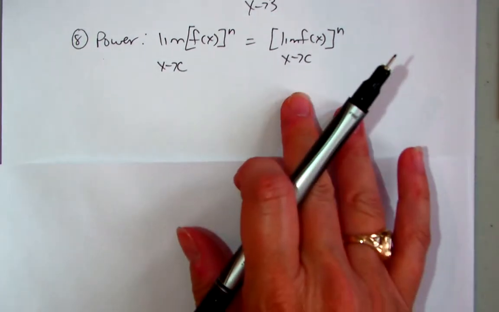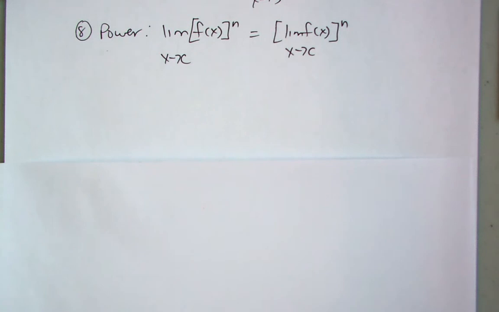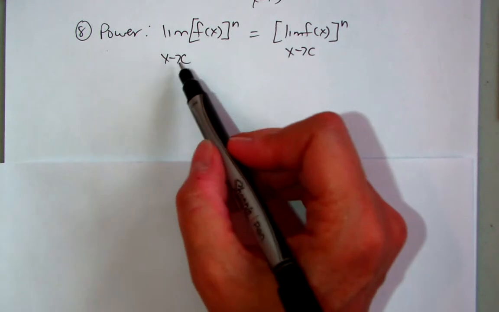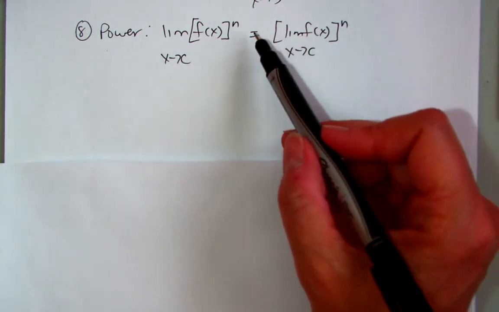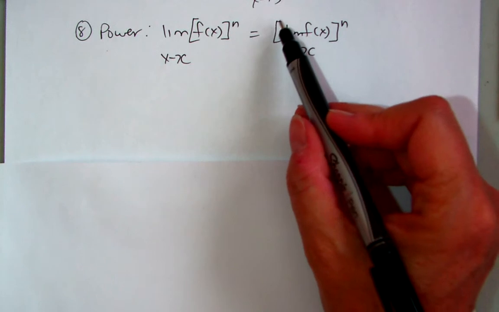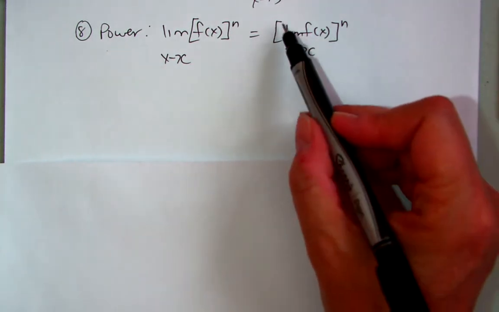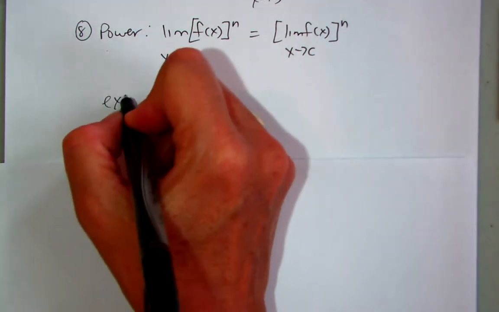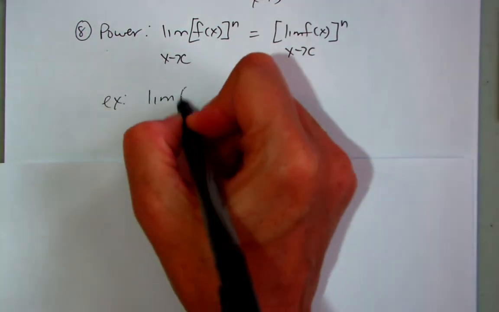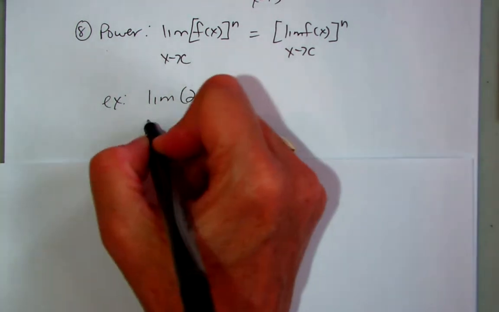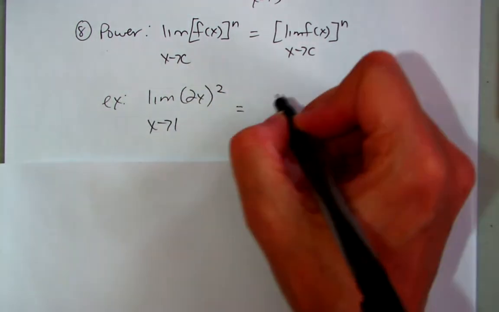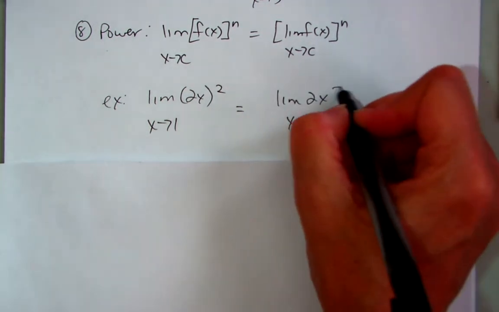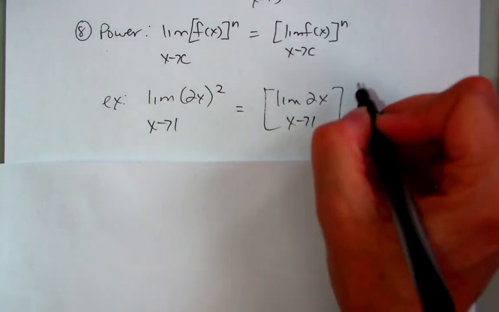The last one, before we do trig, power. The limit of a function that's raised to the n power as x approaches c can also be addressed as the limit of f of x as x approaches c, all raised to the nth power. Let's try an example of that one. The limit of 2x quantity squared as x approaches 1 can be addressed as the limit of 2x as x approaches 1, and that whole output, whatever that answer is, squared.